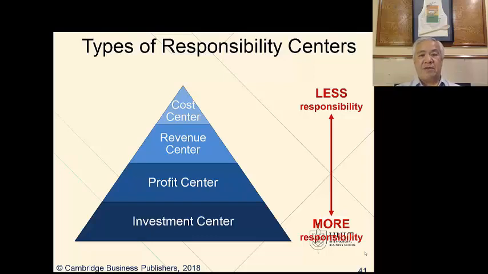So let me give you some examples of what might be in each of these. Starting at the cost center, something like the accounting department or the insurance department or the HR department. These are cost centers. There are managers there. They manage a budget, but there is no revenue. A revenue center would be like a call center trying to solicit insurance purchases over the phone. They have revenues, but no costs to deliver the product. They have costs for running their call center, but not for delivery of the product.